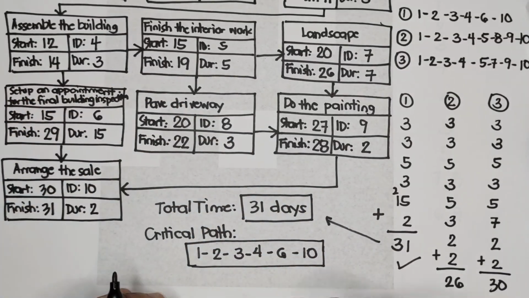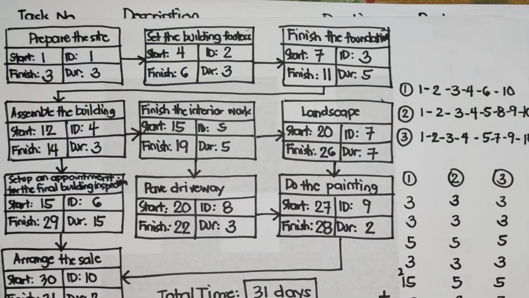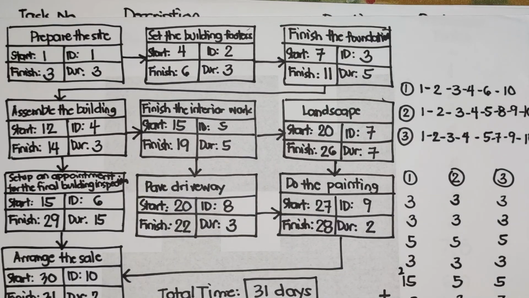And as you can notice, for paths number 2 and 3, they have more tasks than path number 1. It does not necessarily mean that the more tasks, the greater the total. No, it's always based on the duration. Okay? So this is how we get the critical path. I hope that you understand our lesson. If you do have questions, okay, let's go back to the problem.